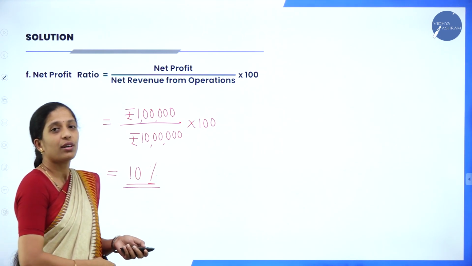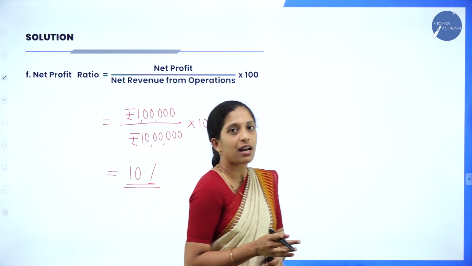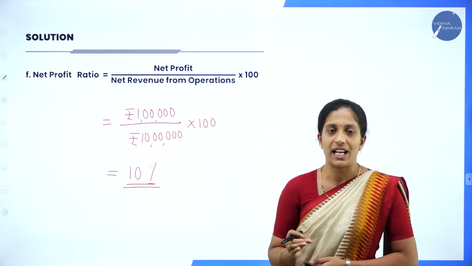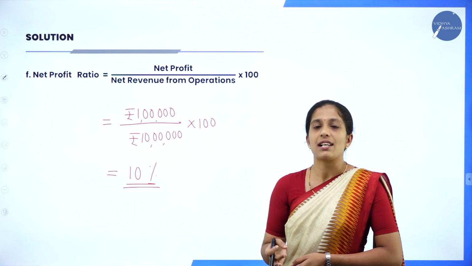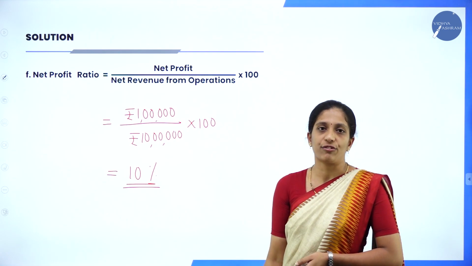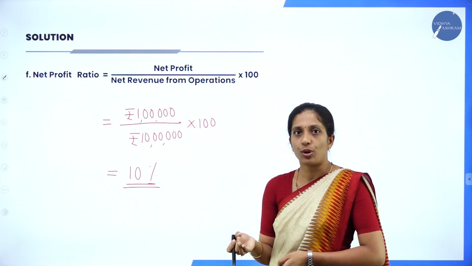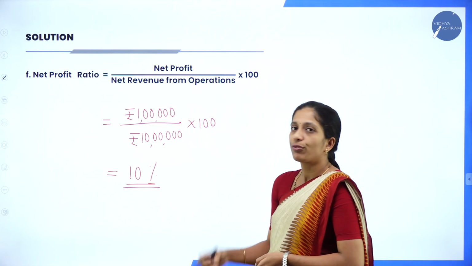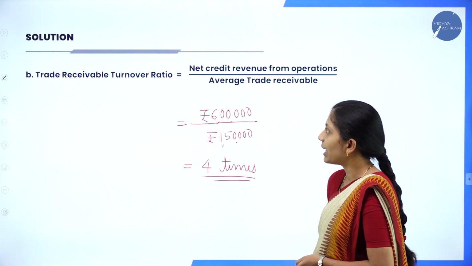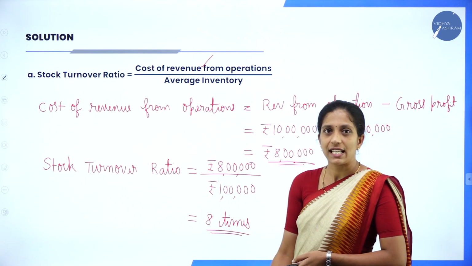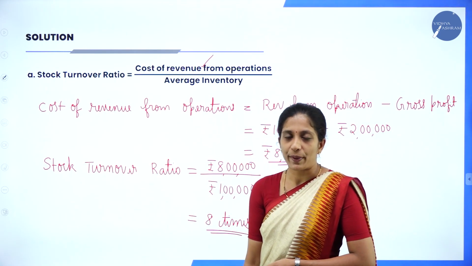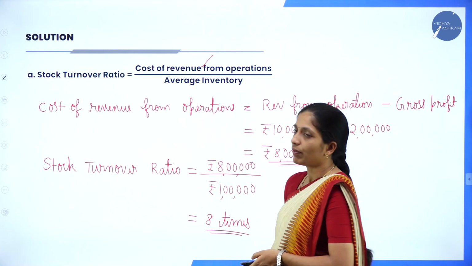So this is how a simple problem for 12 marks. Just you have to know the formula where everything will be given to us directly. Just you have to apply the formula and write. So what are the formulas? So stock turnover ratio. What is the formula? Stock turnover ratio is equal to cost of revenue from operations divided by average inventory.